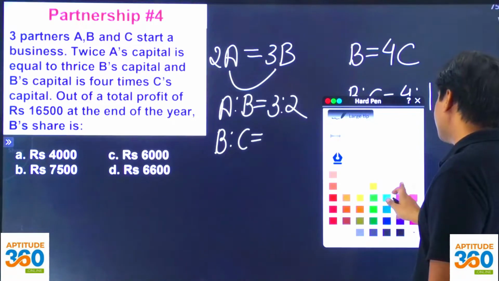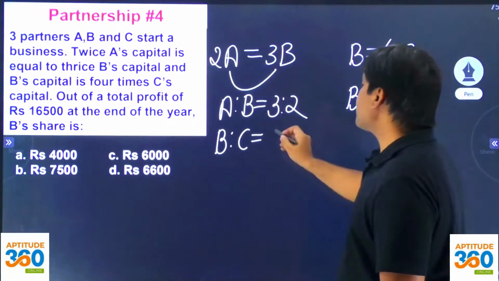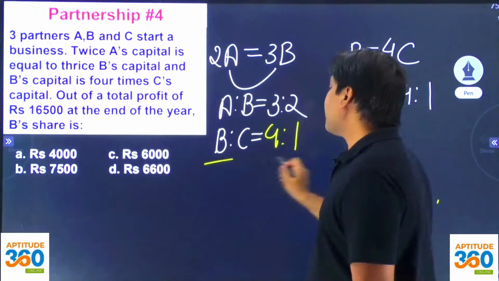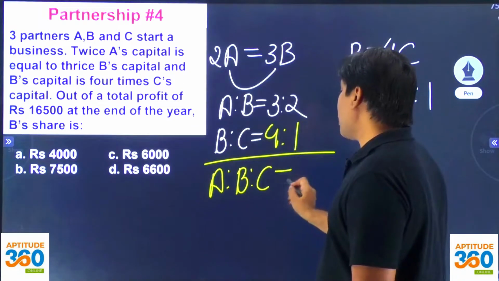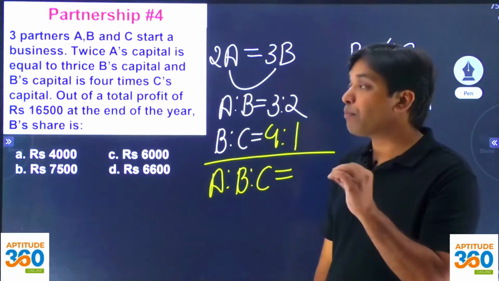है ना सिंपल ये. B is to C comes out as what? 4:1. Can you find out A is to B is to C? अब ये वाला जो शॉर्टकट है ना भाई, please go and watch that video. That's very important for you.